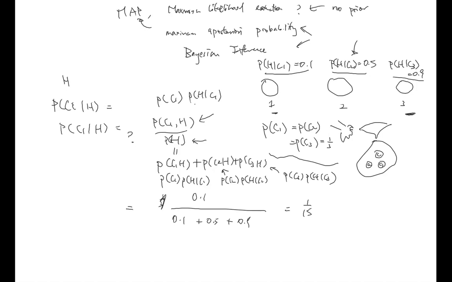So this is P(C1 given H). And I can similarly compute P(C2 given H), which will be some value. What do you expect? Should P(C2 given H) be bigger or smaller than P(C1 given H)? Is P(C2 given H) bigger or smaller than P(C1 given H)?